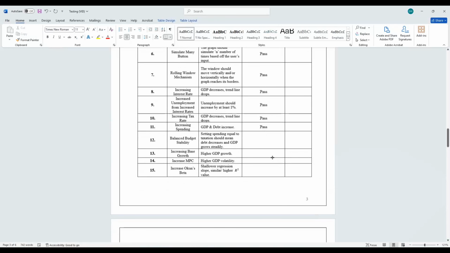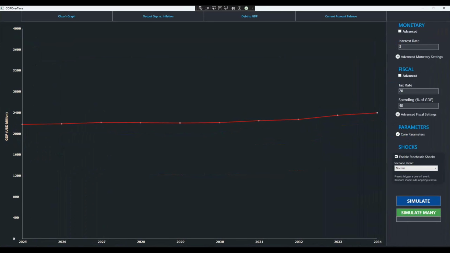Test 12 is balanced budget stability. So setting the spending equal to taxation should mean that the government balance is in equilibrium and debt decreases whilst GDP grows steadily. So we can observe this. So resetting the simulation to 20 and 22%. We can set tax rate to 22%. So now it matches that of the spending proportion of GDP.